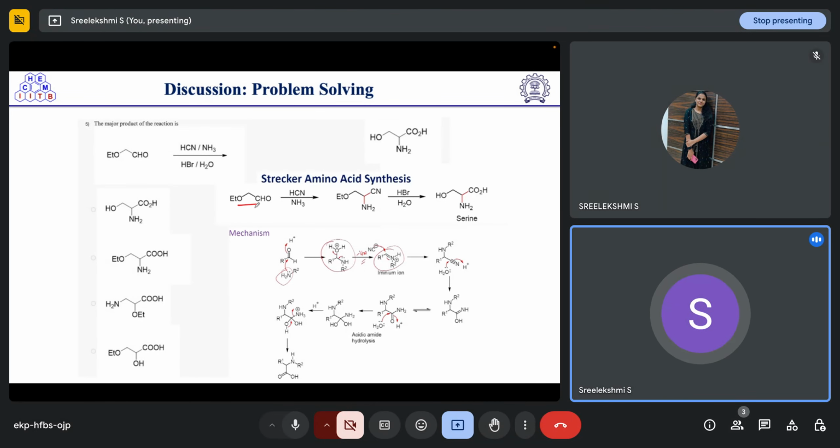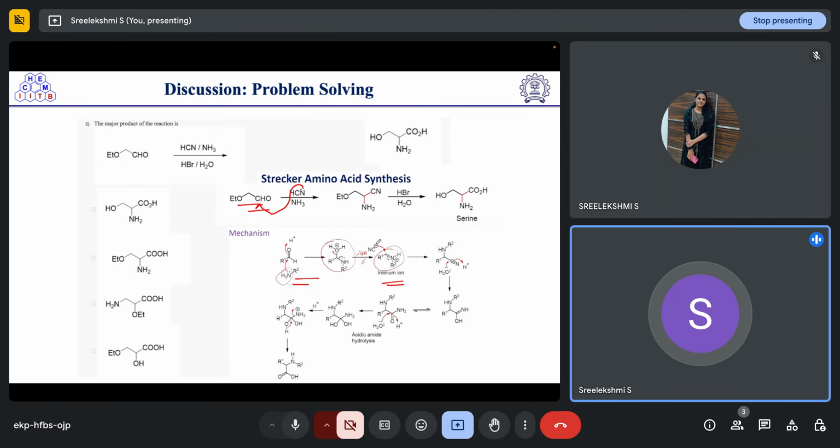So, in the first step, by treating with this HCN and ammonia, what is happening here? This compound is being formed. So, this nitrogen lone pair will be attacking over this carbonyl carbon center. So, here it is a mechanism to form this intermediate. So, this oxygen will take up the proton, which will get again protonated, and that water molecule will be eliminated to form this iminium ion.